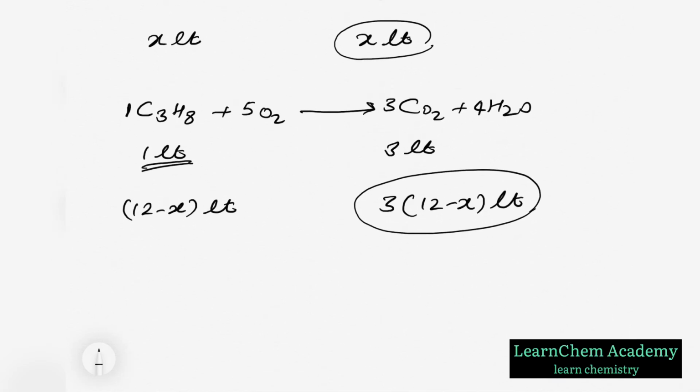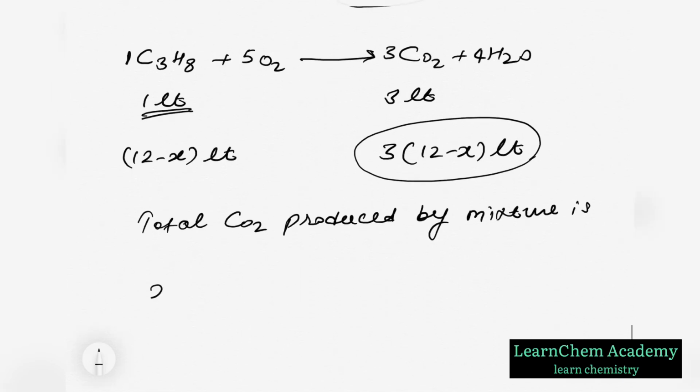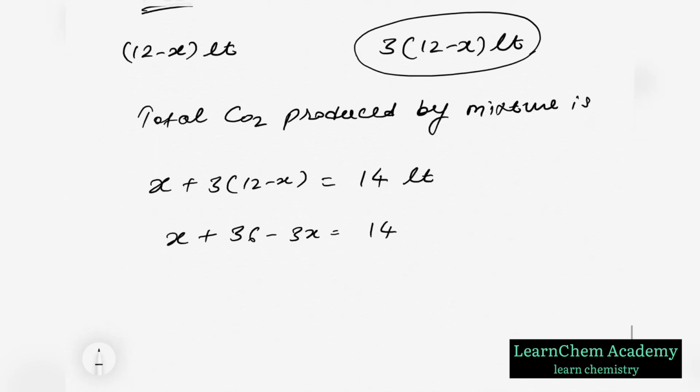So the total CO2 produced by the mixture is X plus 3 into 12 minus X, which equals 14 liter. Okay, so we can write X plus 36 minus 3X equals 14. So here 2X equals 22, so X equals 11 liter.